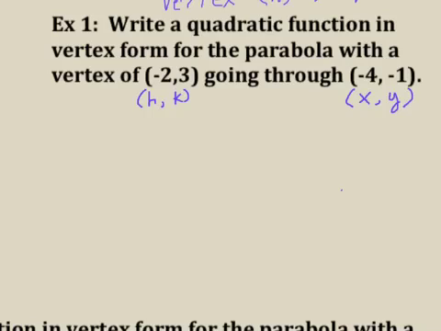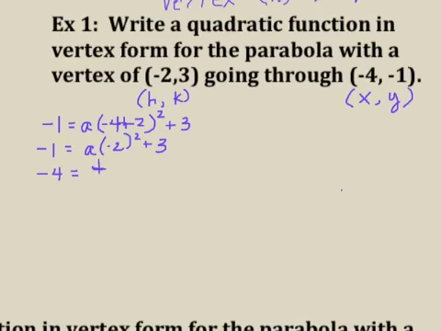So we're going to begin with substituting in to our vertex form of our equation. So y is equal, so -1 equals a, and our point -4, x minus h, so -4 minus -2, and we're going to square that and then add k to it. Okay, so -1 equals a times -2 squared plus 3, and that means I have -4 equals 4a, so -1 equals a.